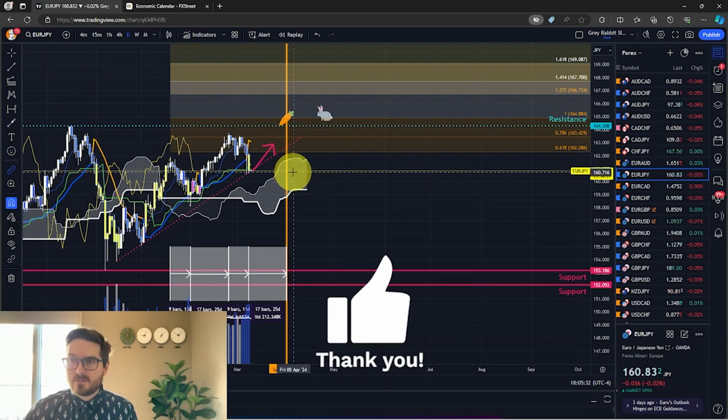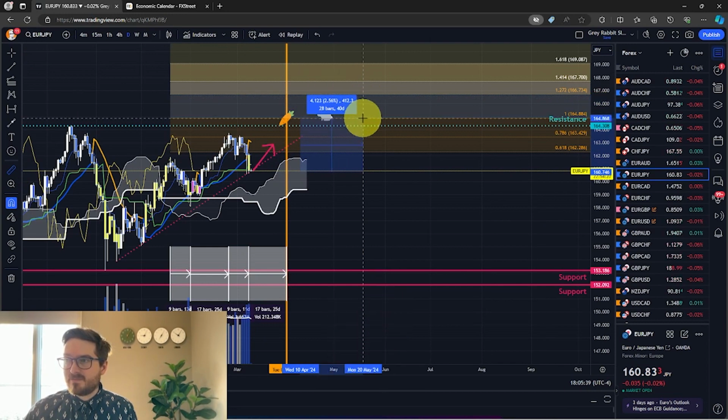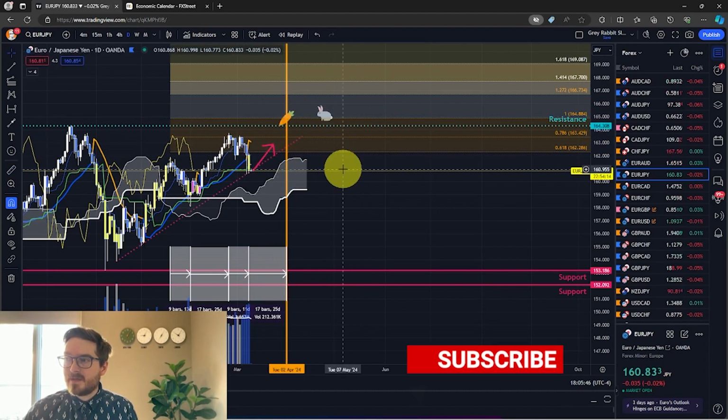And so from current price to up there is about 594 pips. But to be safe, the first Fibonacci extension level is about 412 pips. So I'm going to be looking at this pair.